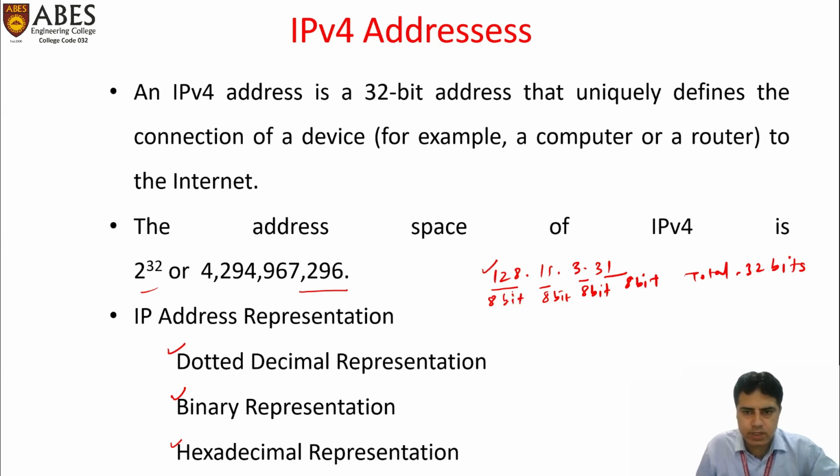Now in binary, we can represent the same IP address as 1 0 0 0 0 0 0 0, total 8 bits. 128.11.3.31 is represented in binary like this, and 31 is 0 0 0 1 1 1 1 1. So this is the binary representation of the same IP address.